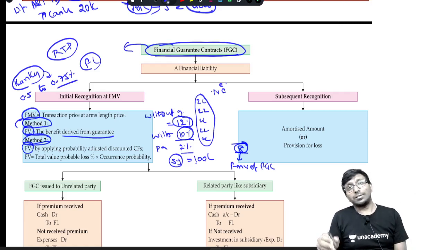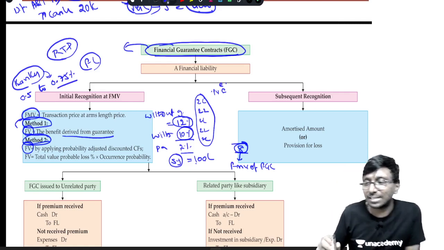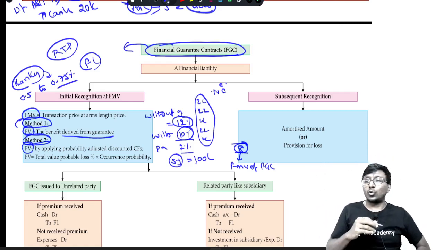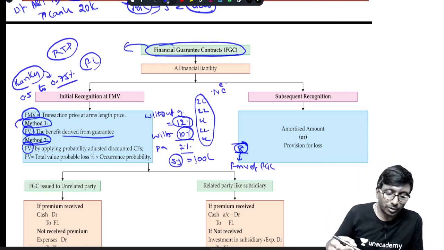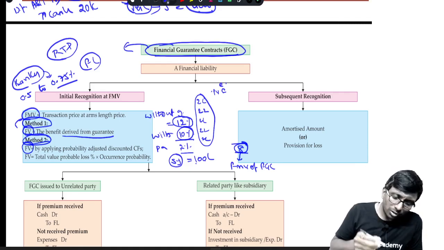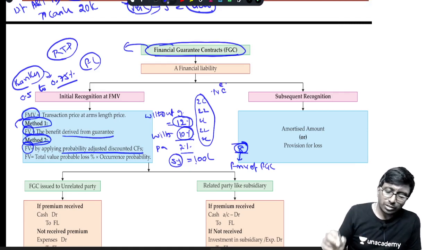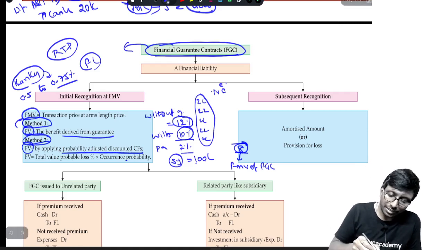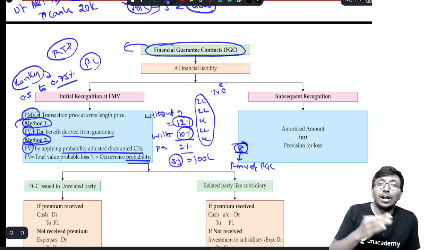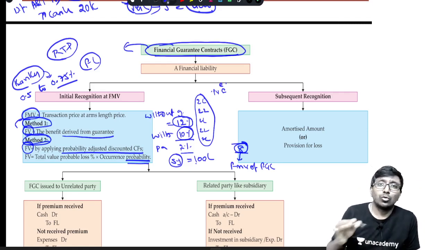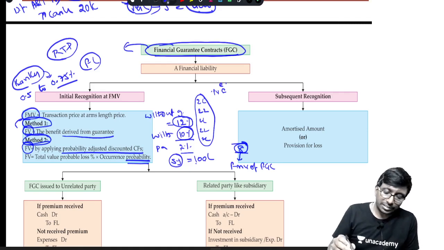So when they are charging 0.5 to 0.75 percent, you also take the same amount. Applying the probability adjusted discounted cash flows, you can take the market rate, go ahead and calculate the present value of it. That is initial recognition.